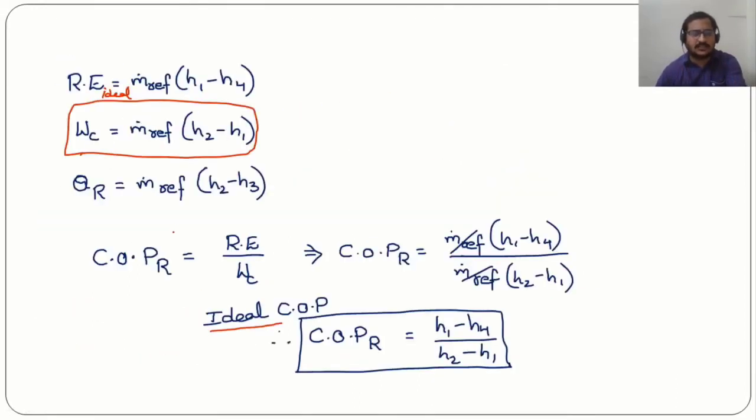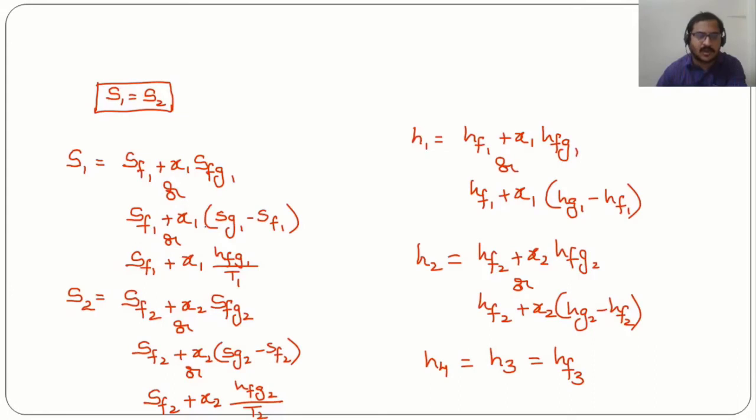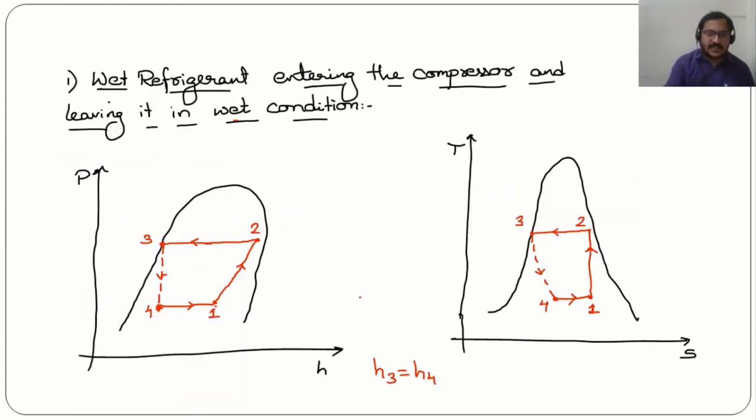Now these formulas of refrigerating effect, the work input that we are giving to the compressor, heat rejected, and COP, these will not vary with any of the condition, but what varies is H1, H2, S1, S2 values and H4 value with respect to the condition that we have considered. See, when we come across this wet refrigerant entering the compressor and leaving it in wet condition, you can also call this as wet compression.